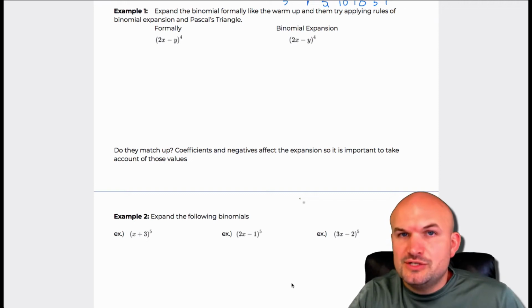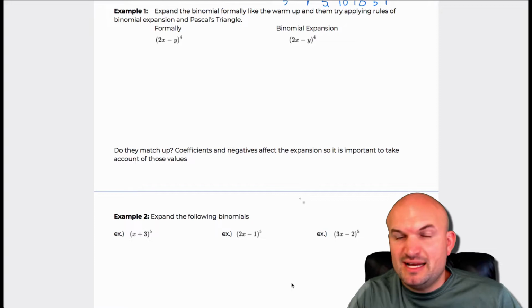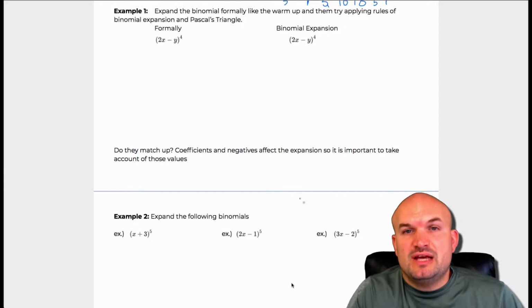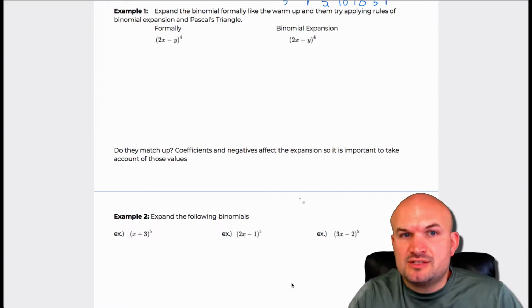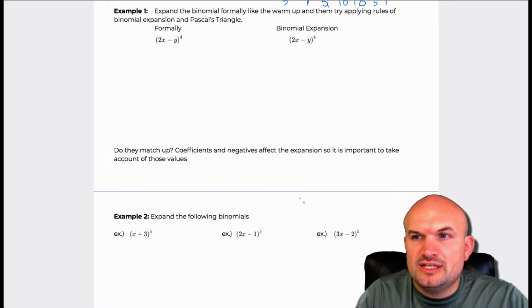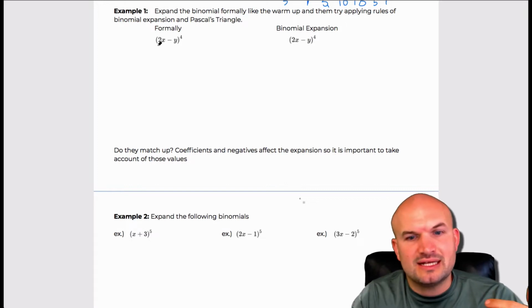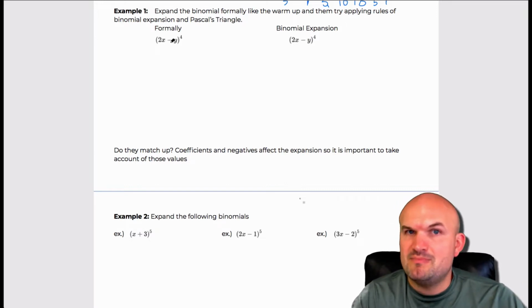Okay, so let's look into this first example where it's just looking to expand the binomial, kind of using what we did in the warm-up, and then also using binomial expansion with Pascal's triangle. So let's go back and look at this, because this one's a little bit different than just simply x plus y. Now we have something that is dealing with 2x minus y.